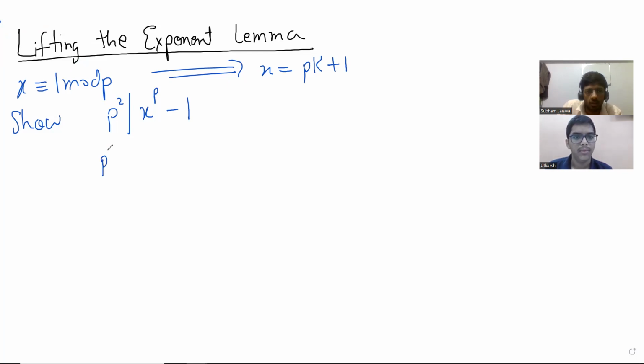Okay. So now the question is, can you show that p square does not divide x to the k minus 1 if k does not divide p? Or maybe this is wrong. I meant to say p does not divide k. All this condition is still there.